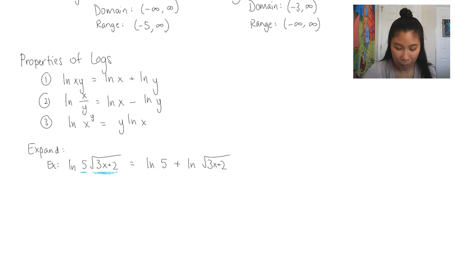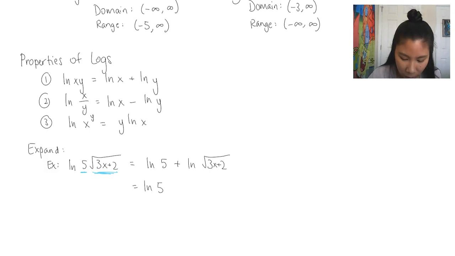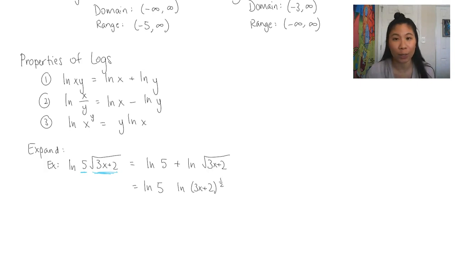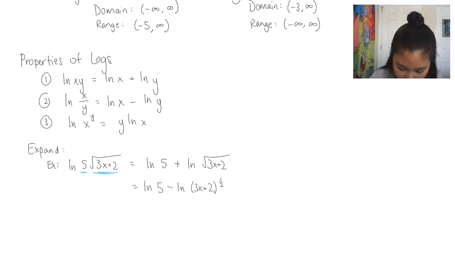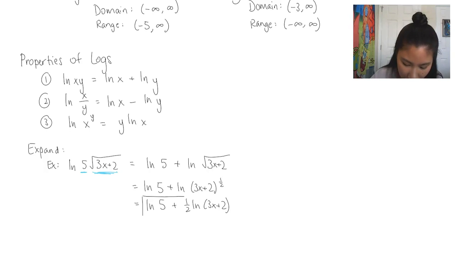Well then, I can actually still do more with this because a square root is really just raising something to the half power. So I can rewrite this as 3x plus 2 raised to the half power, because half power just means this is a square root. So now, since I have an exponent in it, I can rewrite using property number 3. So this will now look like natural log of 5 plus the half times the natural log of 3x plus 2. And that's the most I can expand this into.